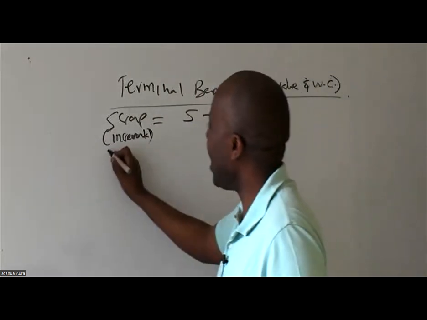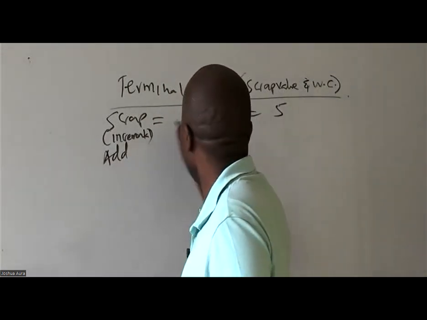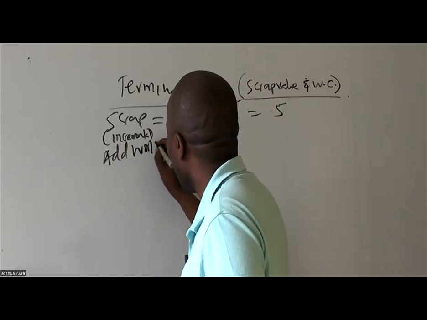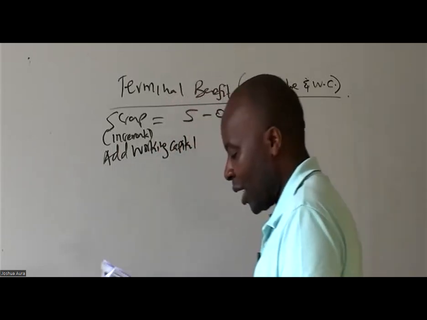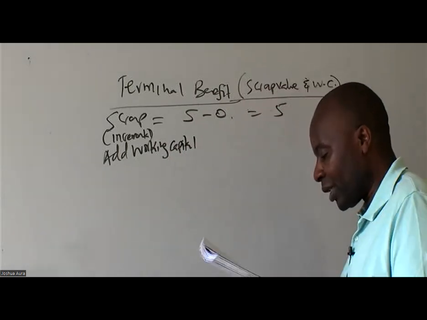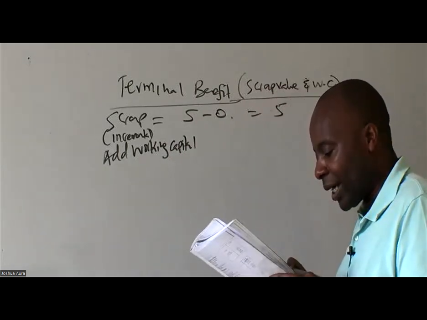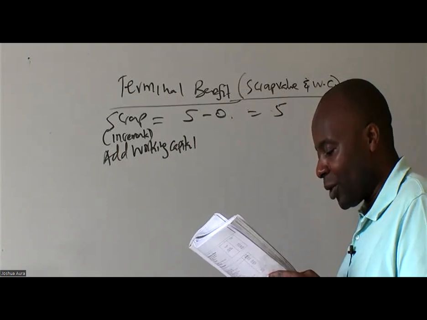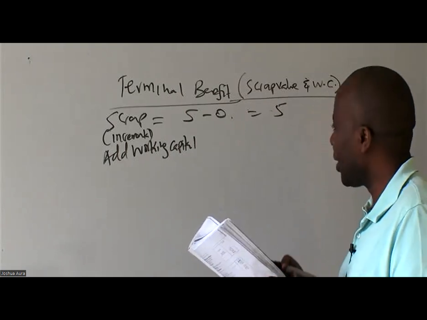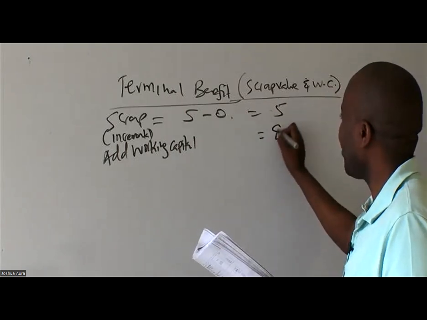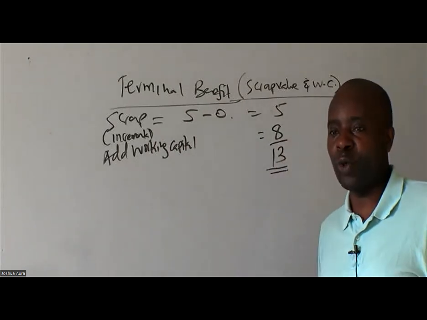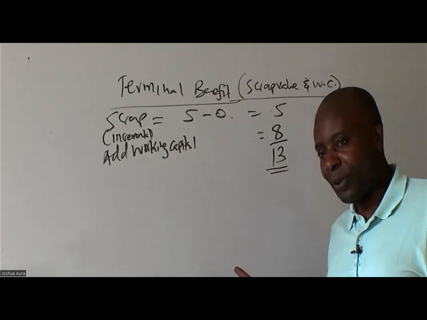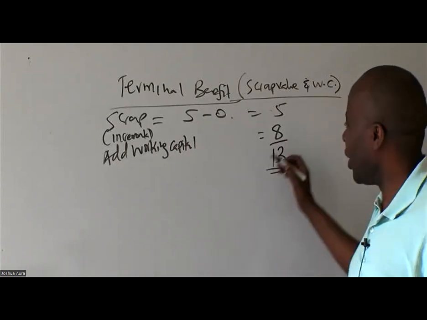And then you come and add what we call working capital. We add working capital. The working capital has been provided in the question there. Working capital, ladies and gentlemen, we have been told in the question is 8 million, giving us 13 million in total. So you add working capital, that will be released to you. So you are through with this.